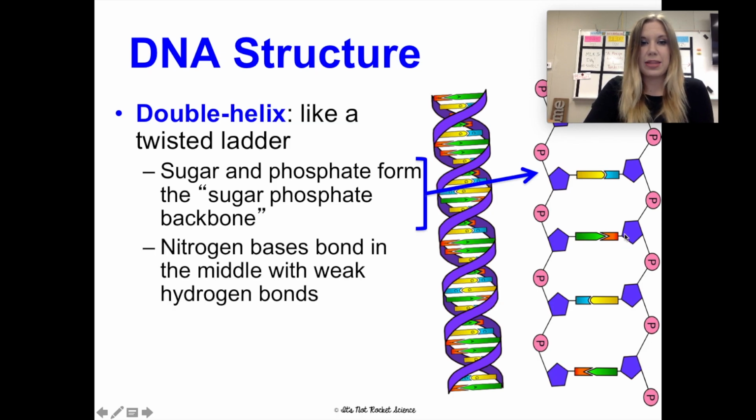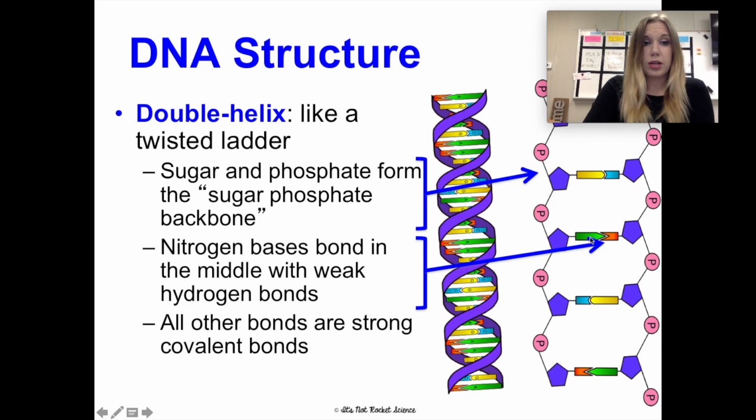And so this is known as the sugar-phosphate backbone. And what's happening in the middle is these nitrogen bases, so you can see these complementary base pairs, are actually bonded together with weak hydrogen bonds. So these bonds here are a lot more fragile than bonds in the rest of the molecule, because all of the other bonds are strong covalent bonds. So the bond between the phosphate and the sugar is strong. The bond between this sugar and this phosphate is strong. All these bonds are much harder to break than the bonds between those nitrogen bases. Okay.